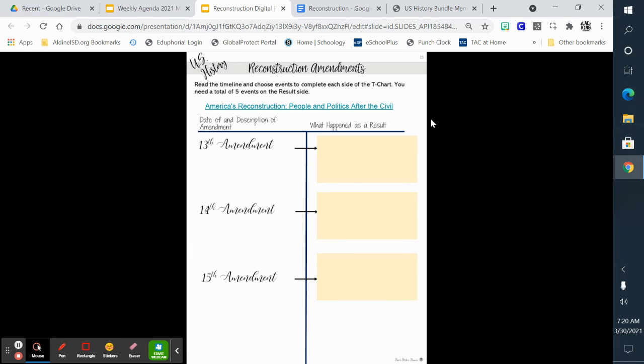Okay, so let's go back and let's review these amendments. If you guys click this link, it'll take you to some information about the amendments. But all you guys need to do is just tell me what happened as a result of the 13th Amendment. What did the 13th Amendment do? What did the 14th Amendment do? What did the 15th Amendment do? So if you need to go back to the readings that we looked at about the 13th, 14th, and 15th Amendment, please do so. Just be able to tell me what they did.